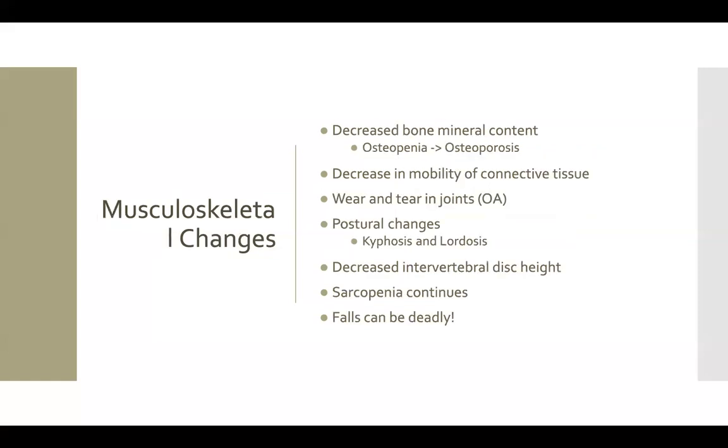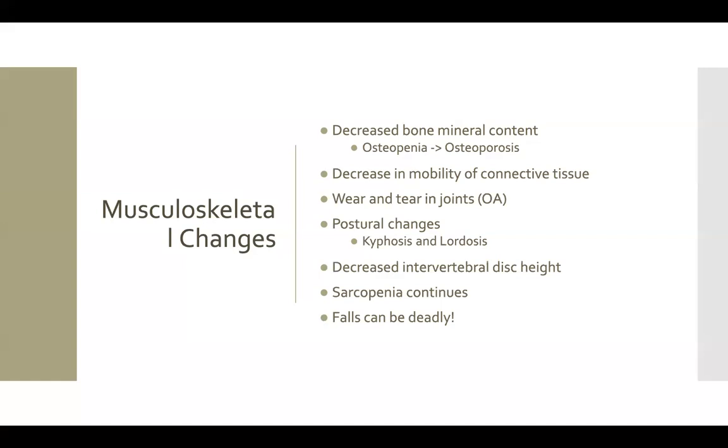Some more musculoskeletal changes. So a decrease in bone mineral content. I know we talked in middle adulthood about osteopenia and osteoporosis. So this increases fractures if an individual falls. We have a decrease in mobility of connective tissue. The wear and tear in joints is referred to as osteoarthritis.